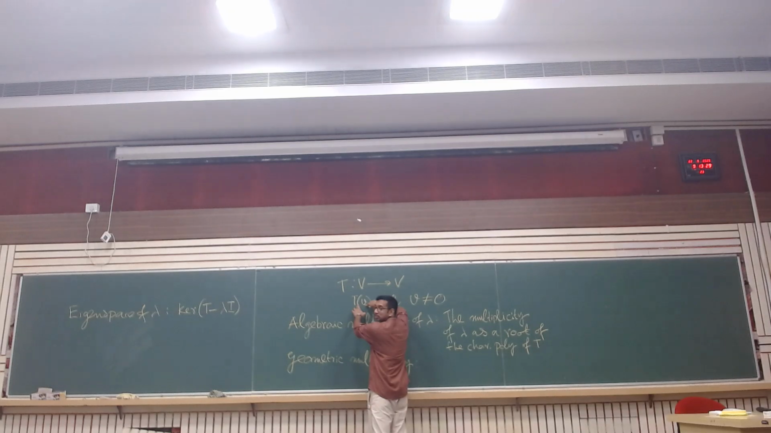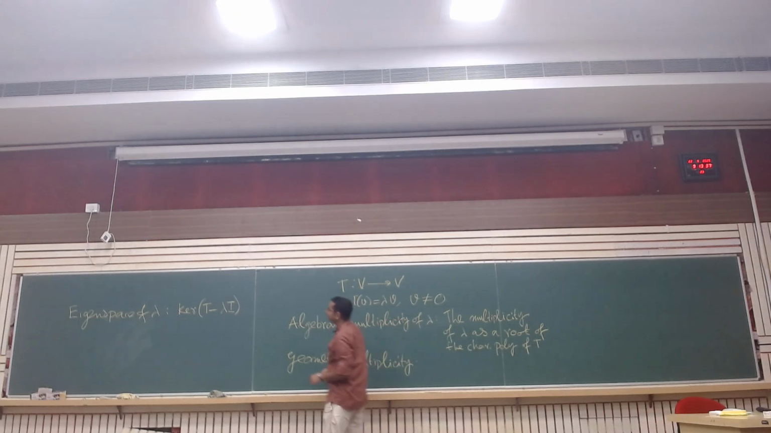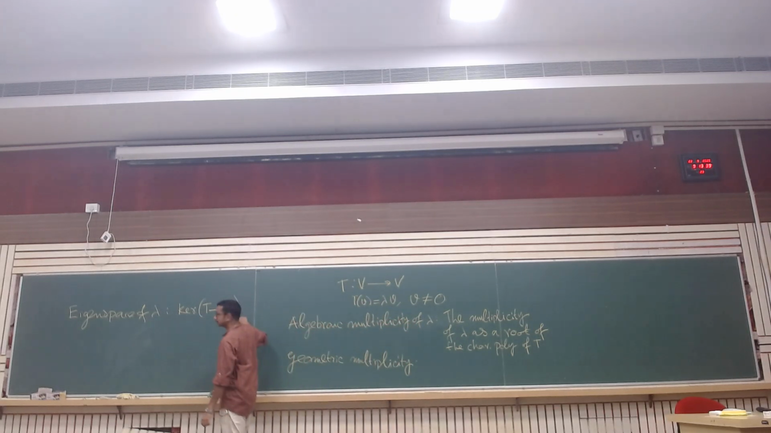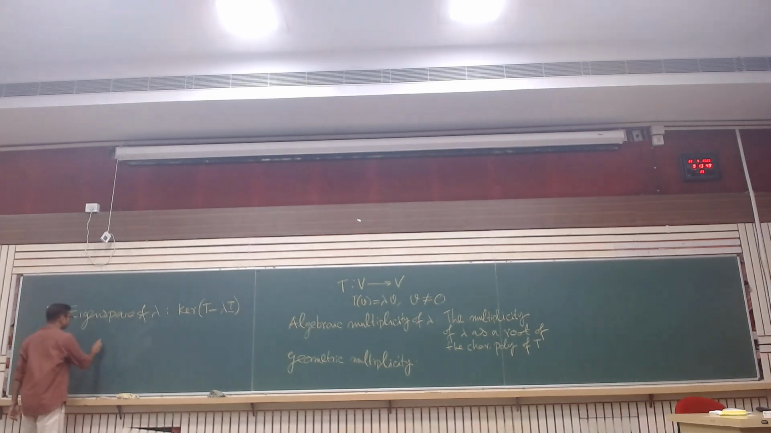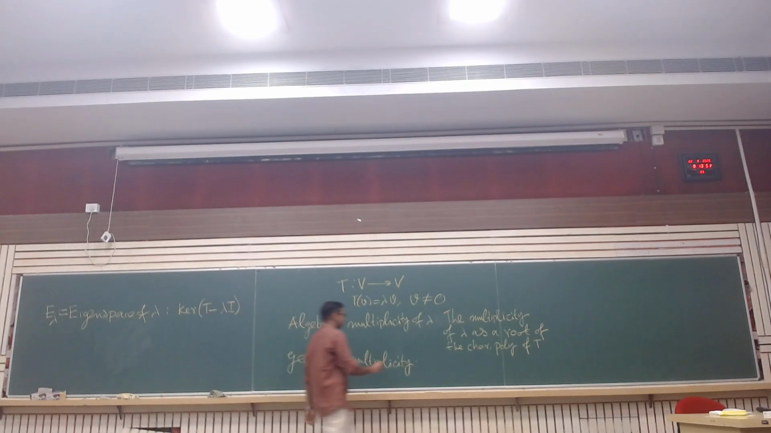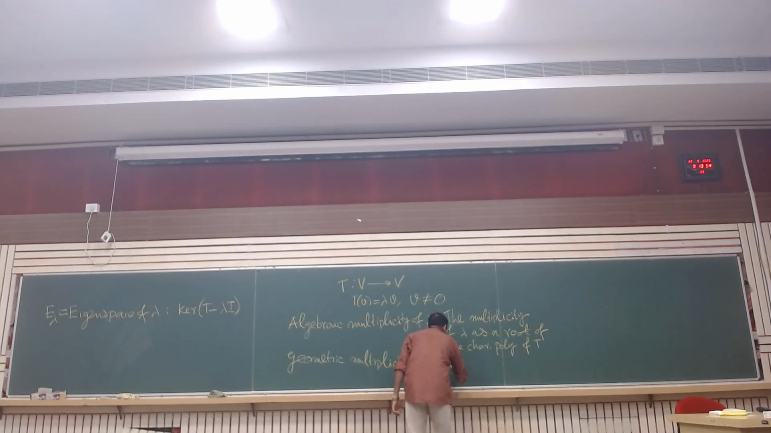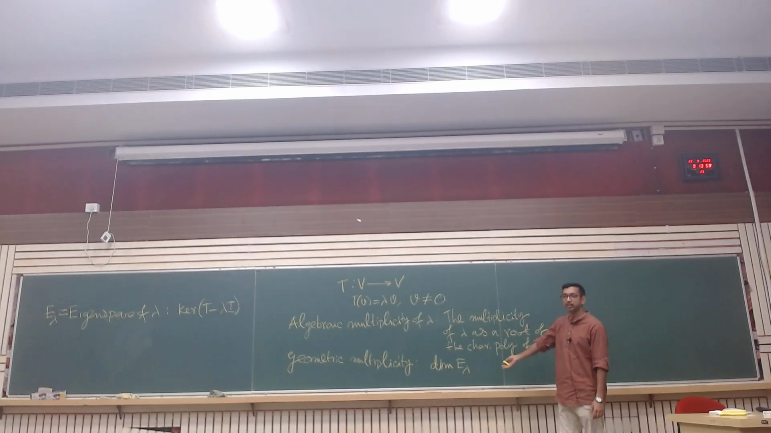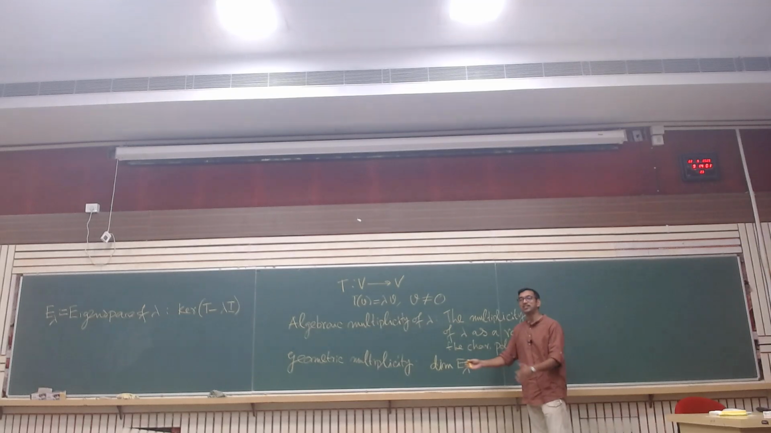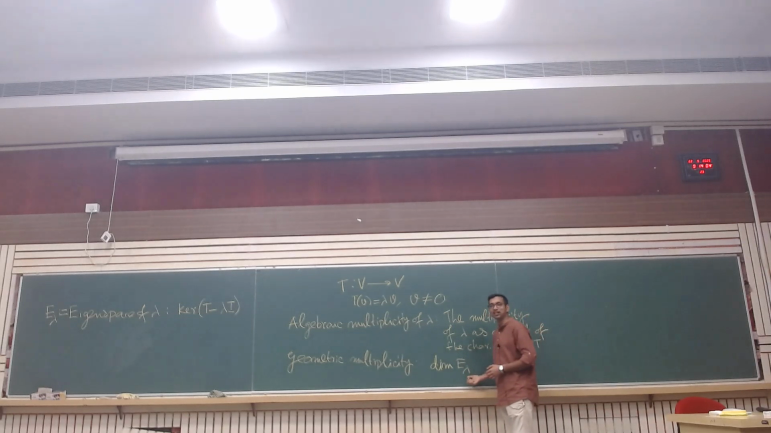are you paying attention? So T minus lambda I of V is 0, right? Because TV is equal to lambda V. So the eigenspace of lambda is just the kernel of this, and you can use a shorthand notation E lambda for the eigenspace of lambda. And the geometric multiplicity is nothing but the dimension of E lambda: the maximal set of linearly independent vectors in that space E lambda.